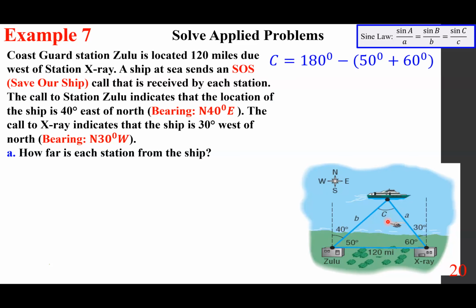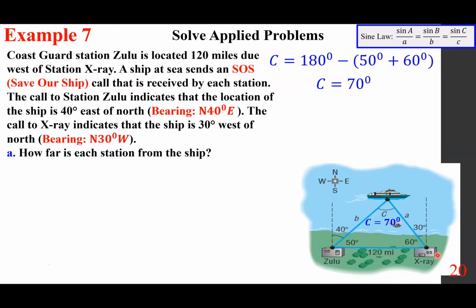So 180 minus the sum of the other two, minus 110, gives me 70 degrees. So I have this angle now. I have all the angles, and I have one side. That's all I need. I use the sine law and I find the other two sides. That's all there is to it.